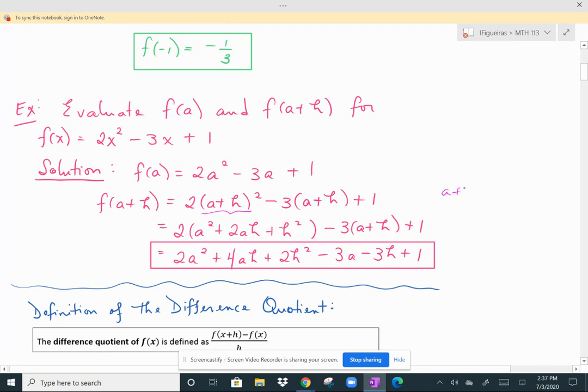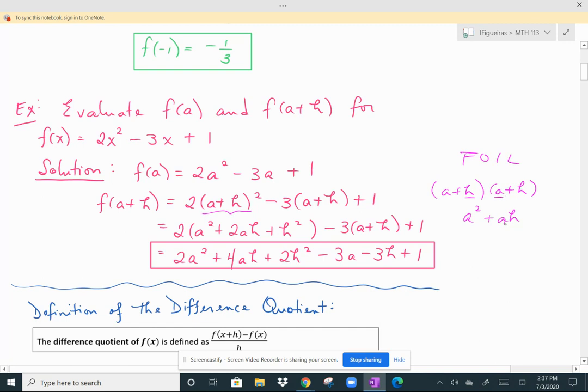I'll do it here on the side, just to remind you of how to FOIL. FOIL stands for first, outer, inner, last. Your first terms are the ones at the beginning of each binomial, so that's a squared. Outer are the two on the outside, so that would be the a and the h. So that's plus ah.